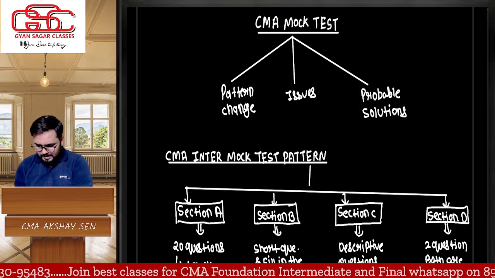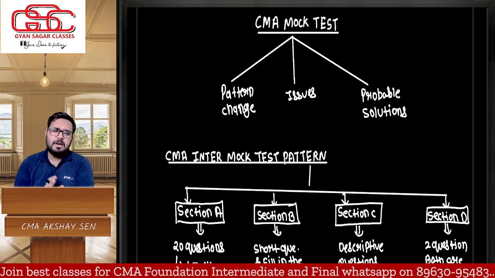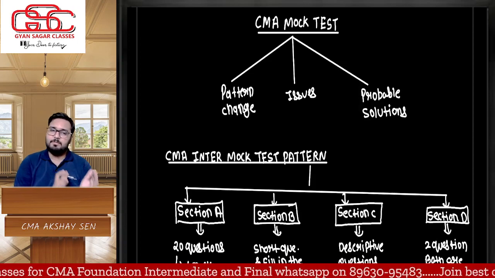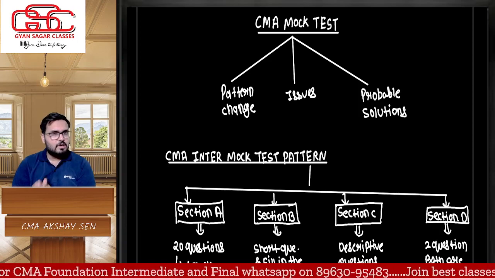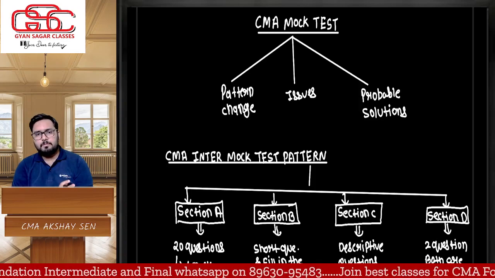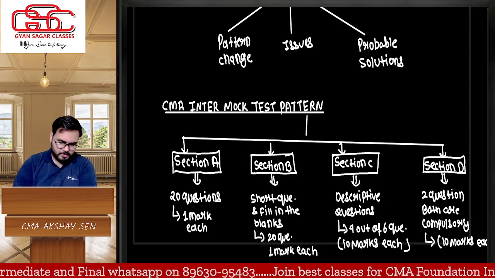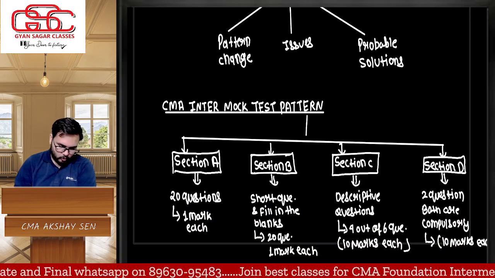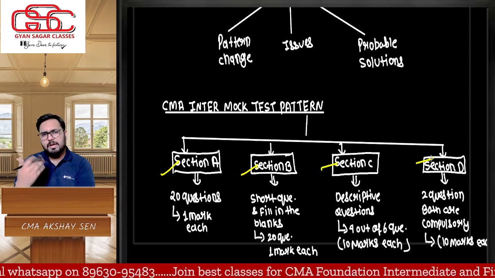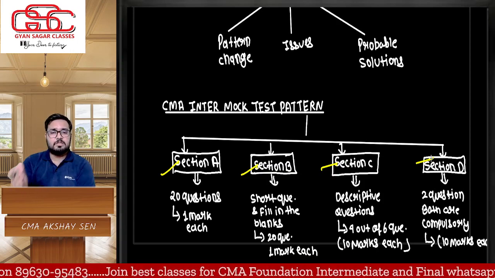So let's move on and discuss the CMA mock test. Here we are going to discuss the CMA Inter mock test paper pattern and the CMA Final mock test paper pattern. We are not considering the Foundation paper pattern over here because that is the same as past patterns. If we look at the CMA Inter mock test pattern, we have four sections: A, B, C, D. Many of you already know that, but I want to discuss it so that we can move towards our main topic.